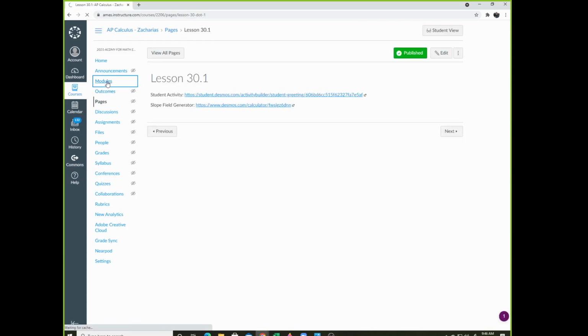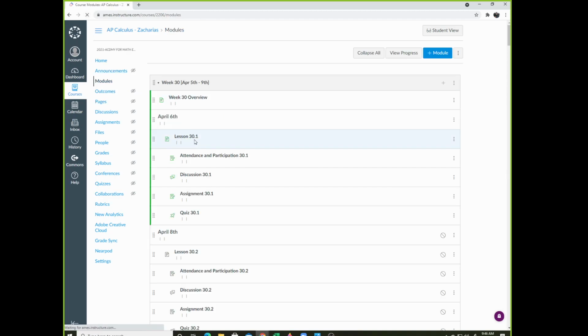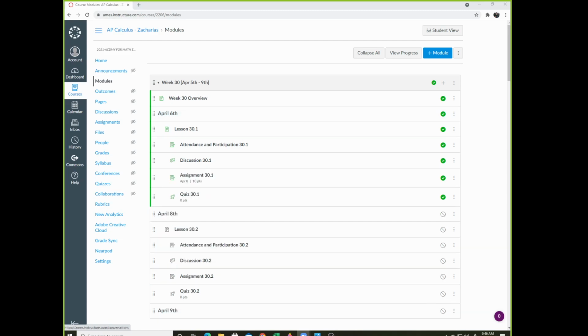To Canvas, and I want you to go to Modules, and I want you to go to the lesson 30.1 on your Canvas page. Yes. So go right here.